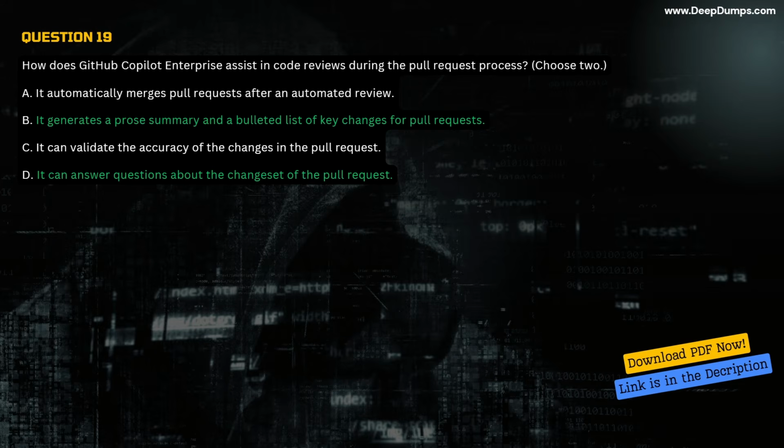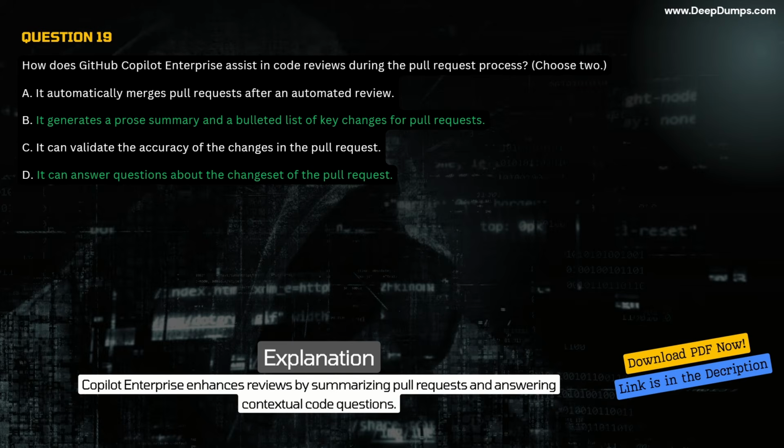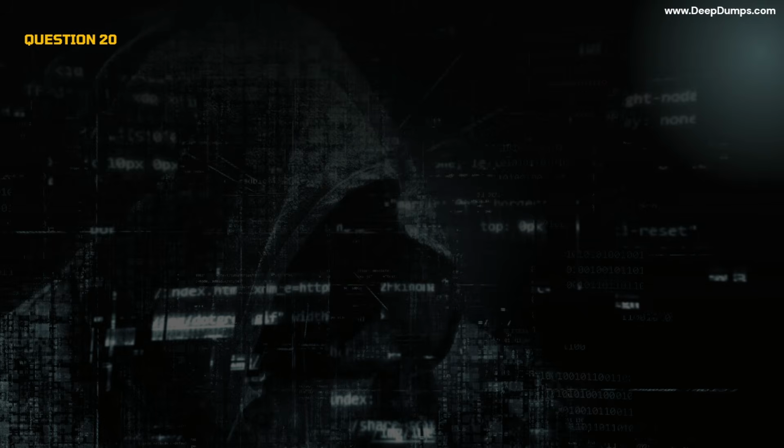Correct answer, B and D. It generates a prose summary and a bulleted list of key changes for pull requests. It can answer questions about the change set of the pull request. Explanation. Copilot Enterprise enhances reviews by summarizing pull requests and answering contextual code questions. Question 20.